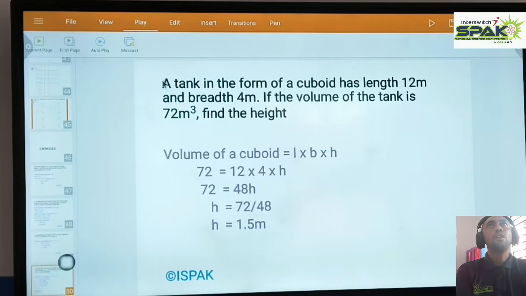The next question is, a tank in the form of a cuboid has length 12 meters and breadth 4 meters. If the volume of the tank is 72 meters cubed, find the height. Now we recall the volume of the cuboid, the formula, which is length times breadth times height. We are given the volume to be 72, then the length is 12, then the breadth is 4. When we multiply, it gives us 48h. Divide by 48 to find the value of h to give us 1.5 meters. 1.5 meters is the height of the tank.